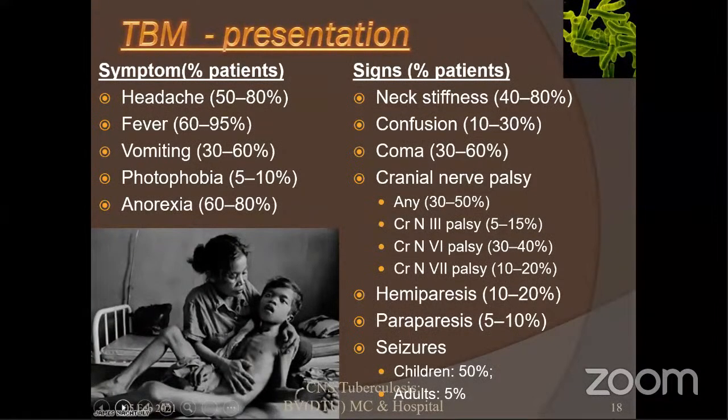Headache is the most common symptom. Headache is about 80%, fever is seen in 60 to 95%, vomiting 30 to 60%, photophobia 5 to 10%, anorexia 60 to 80%. Neck stiffness can be seen in 40 to 80%, confusion 10 to 30%, coma 30 to 60%, cranial nerve palsies, hemiparesis, paraparesis, and seizures. So confusion can be seen in 10 to 30% of cases, and that can confuse us also a bit.